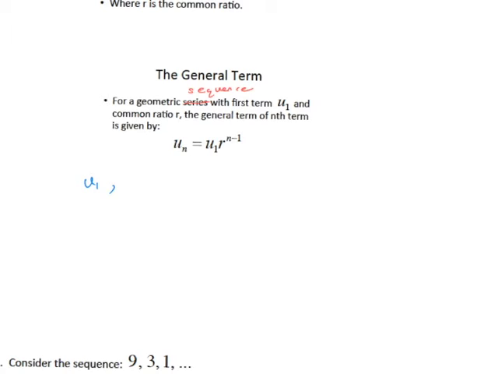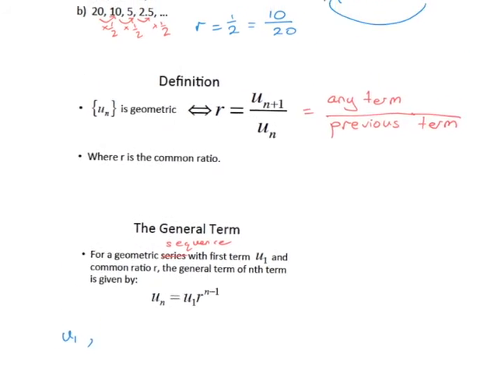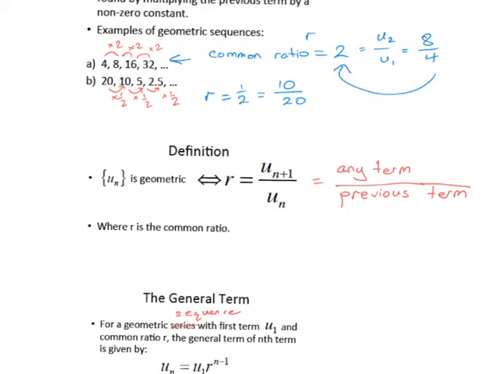What would you do to U1 to find U2? Think about it, hands up. If it helps, look at our previous examples. Sabine? Times it by R. Times it by R. That's what happened in this first example, isn't it? Up here, we're timesing by 2, or in other words, R.